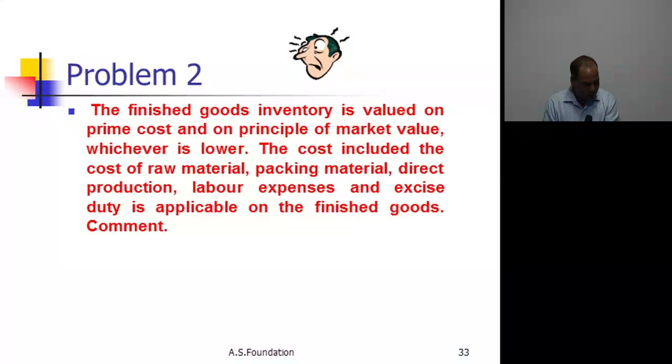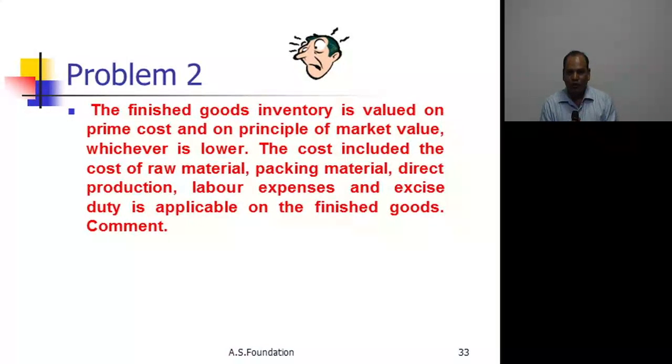Okay, now next question number 2. Only on the screen you will read, think, answer and forget. The finished goods inventory is valued on prime cost and on principle of market value, whichever is lower. The cost included the cost of raw material, packing material, direct production labor expenses and excise duty if applicable on finished goods. Comment. Is the accounting policy of valuing finished goods right?